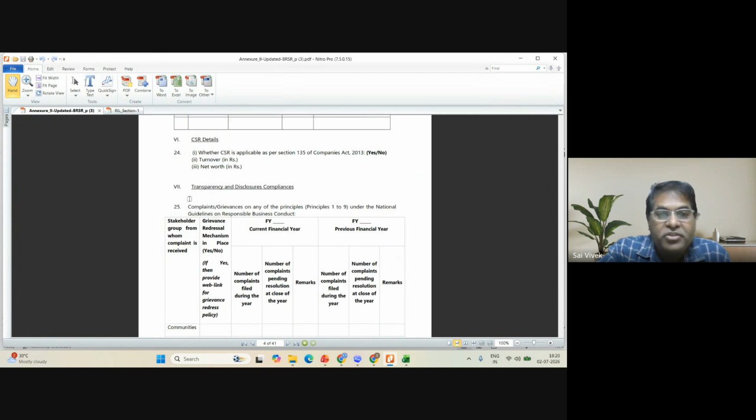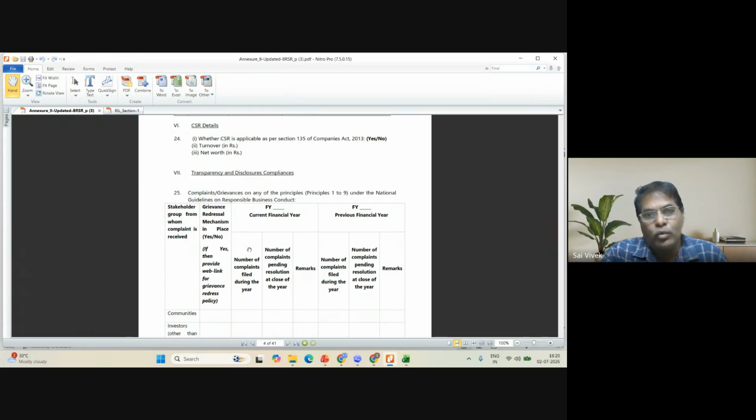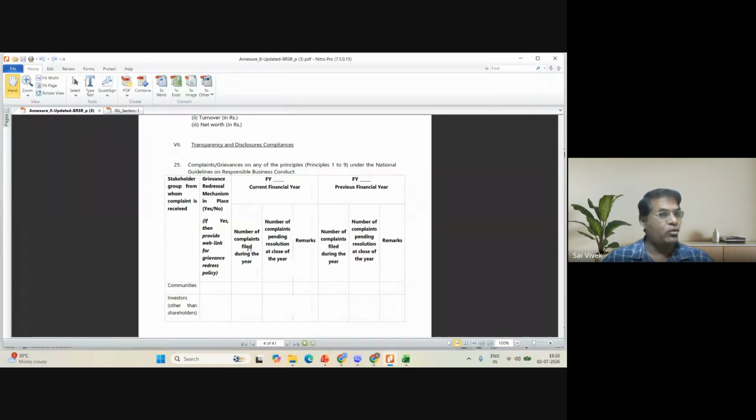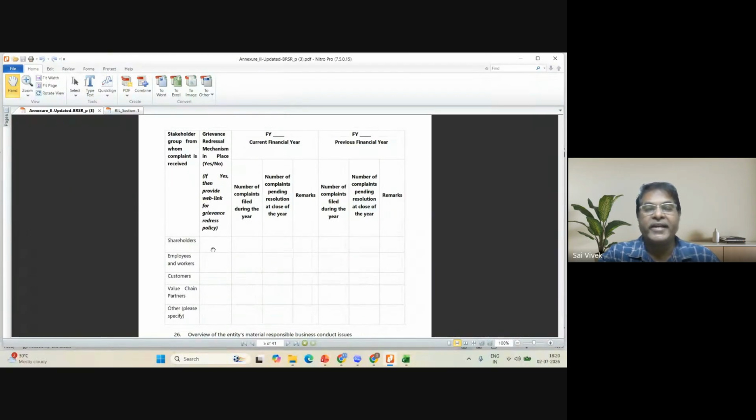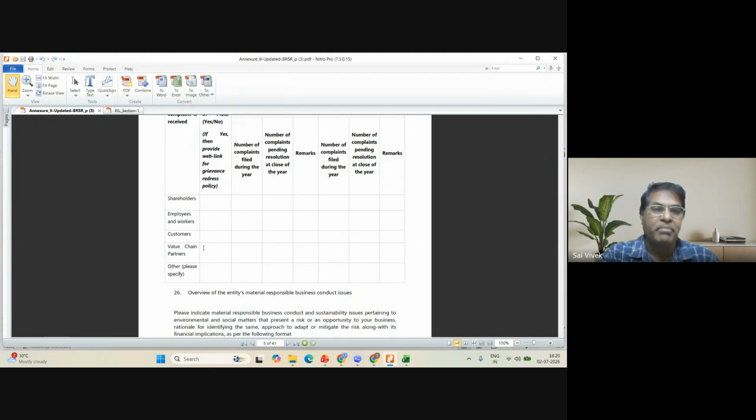And the next one is about transparency and disclosure compliances, complaints and grievances. There will be no company without complaints and grievances. So all these complaints and grievances also have to be recorded and presented here for each financial year, and also the measures that were taken to overcome them, to mitigate them and to resolve them are also to be provided here in this BRSR report. So this is to be done for the communities, investors, shareholders, employees, customers, value chain partners, and also others.